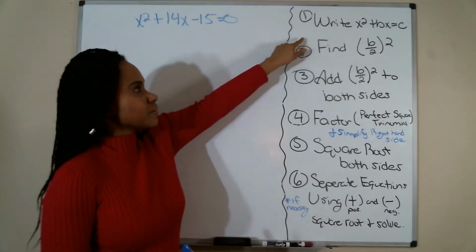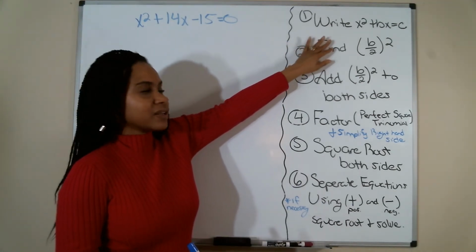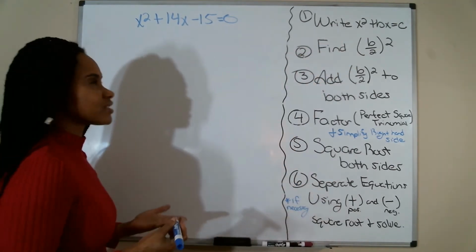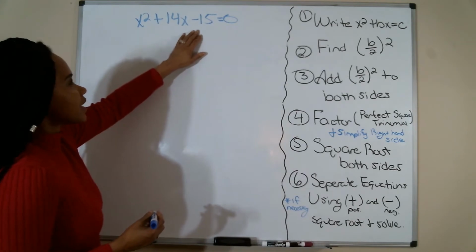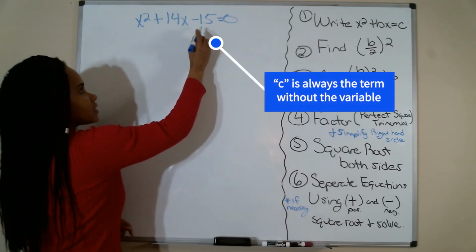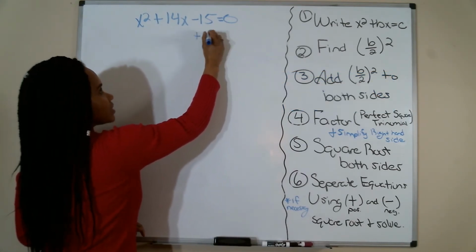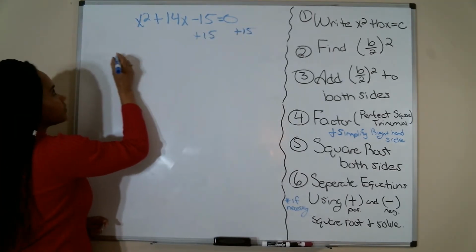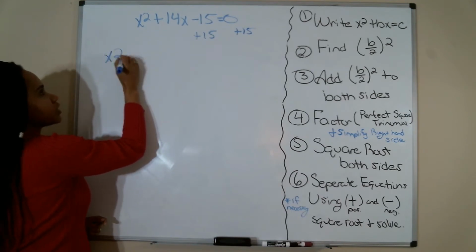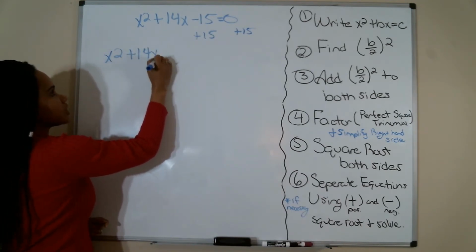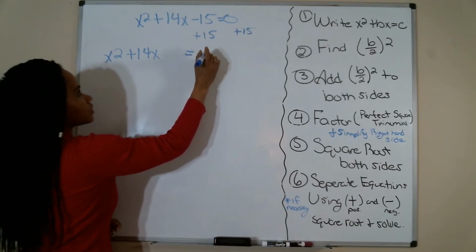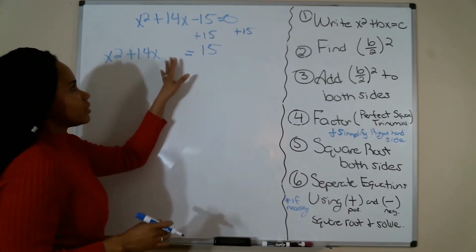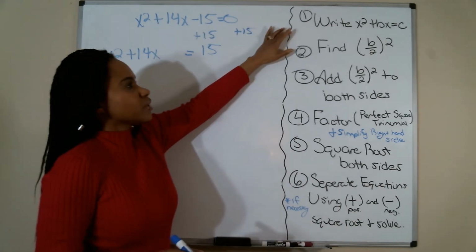So my first step, we want to write our equation in this form. So basically I want to move my c, or my constant, to the other side. Since that is a negative c, I'm adding c, or I'm adding 15, to both sides. Alright, so I'm rewriting it. That is x squared plus 14x is equal to 15. I'm going to leave some space here and you're going to see why in a minute.